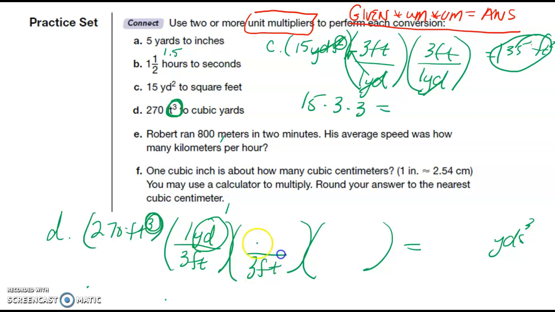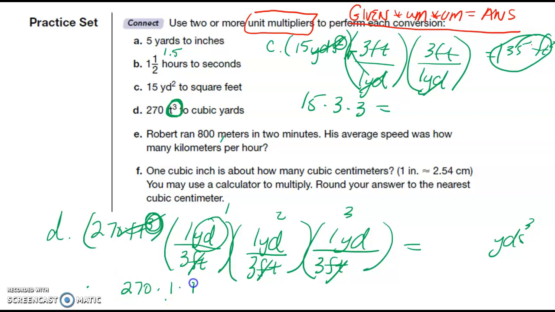3 feet equals 1 yard. This is 2: 3 feet equals 1 yard. That's 3. So these 3 feet cancel out these 3 feet. So we have 270 times 1 times 1 times 1 over 3 times 3 times 3. So we have 270 divided by 27, which is going to be 10 yards.